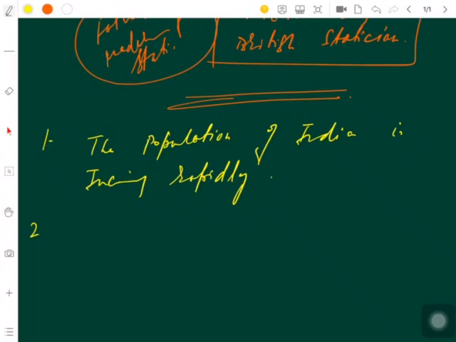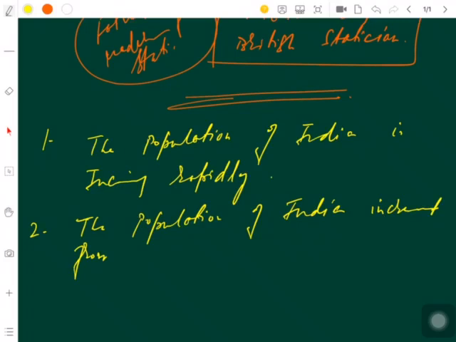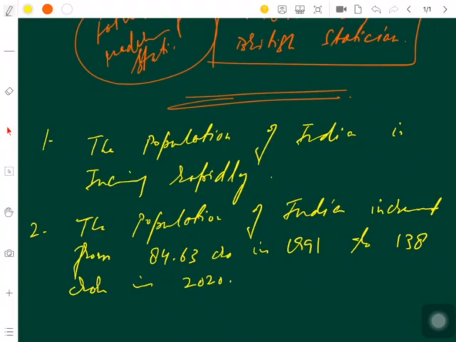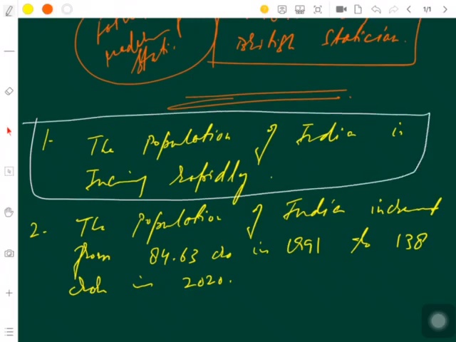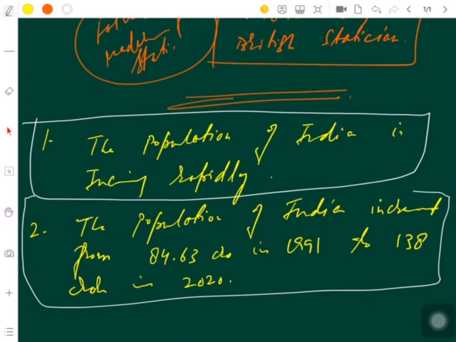Number 2: the population of India increased from 84.63 crore in 1991 to 138 crore in 2020. So now tell me which one among these two statements is statistics and which is not. Take your time. If you are able to answer this question, that means you have understood whatsoever I was talking about.